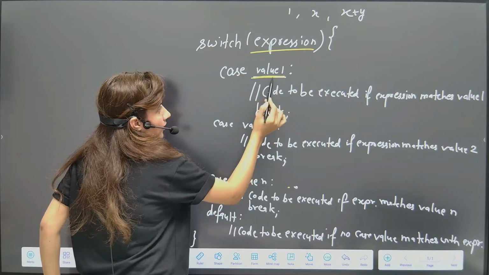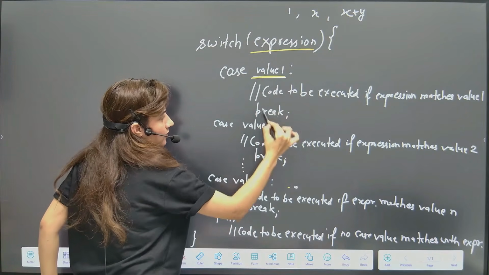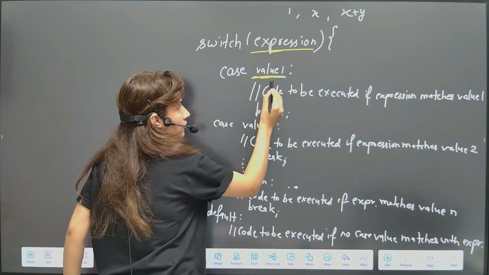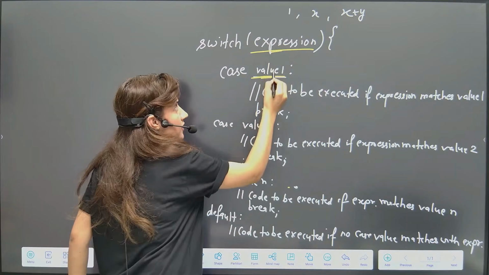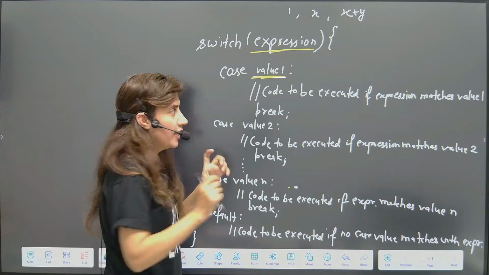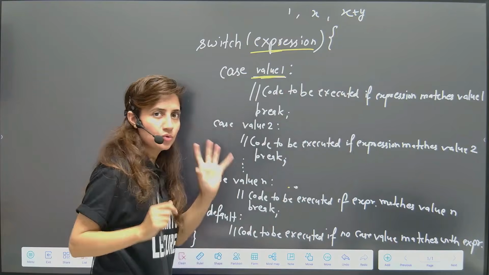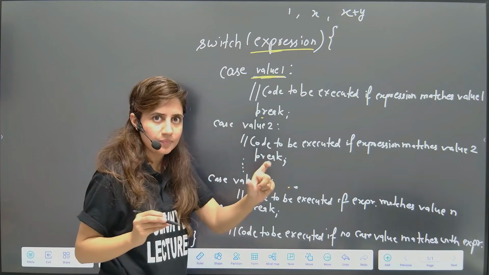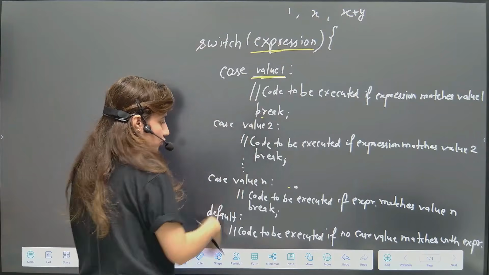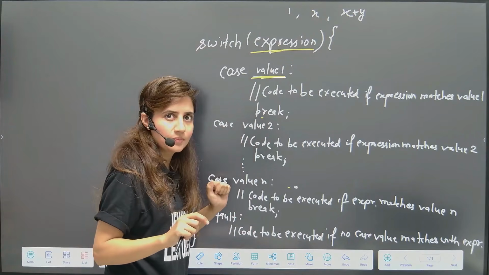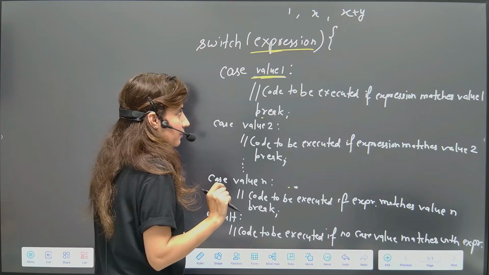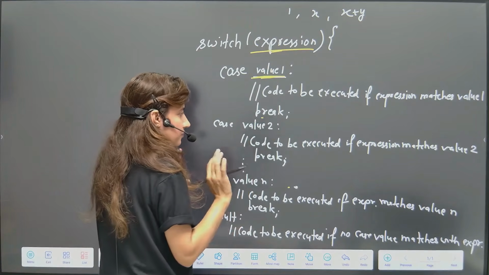Value 1. Whatever code you write in this code block is executed if the expression matches value 1. If both are the same, meaning expression equals this value, then only the code written here will be executed. And then we write a break keyword. Break basically means get out of this switch. If you don't write break, there would be a fall through mechanism. That also I'll show you. Don't worry. But for now, you have to understand you have to write break here.